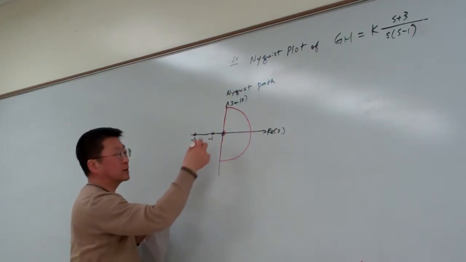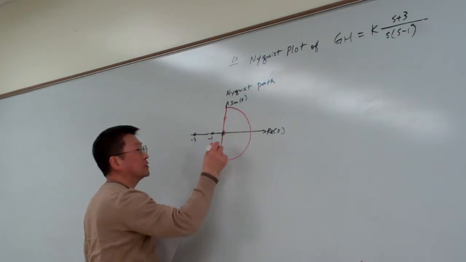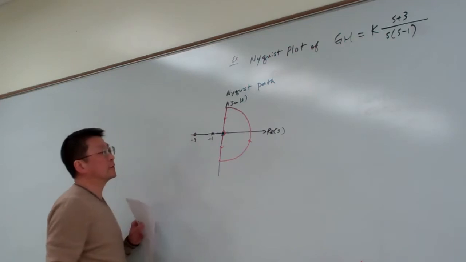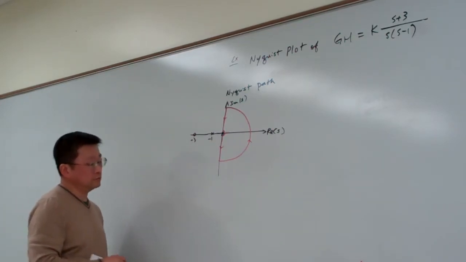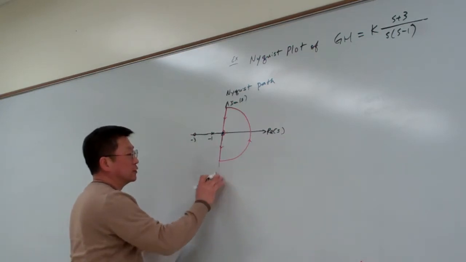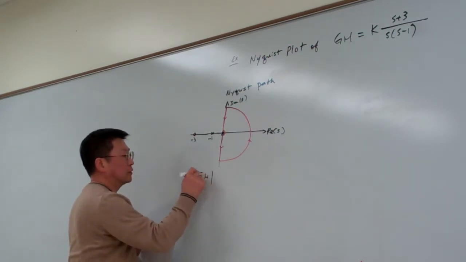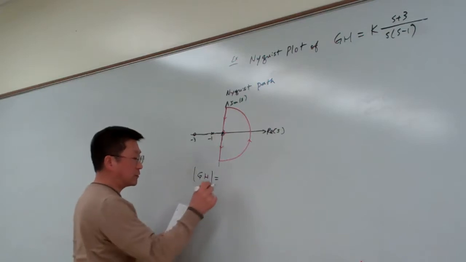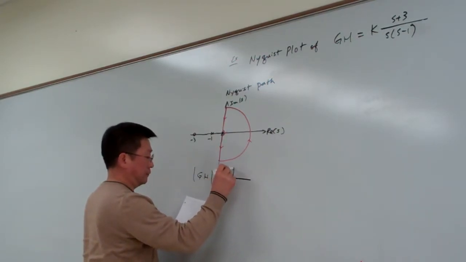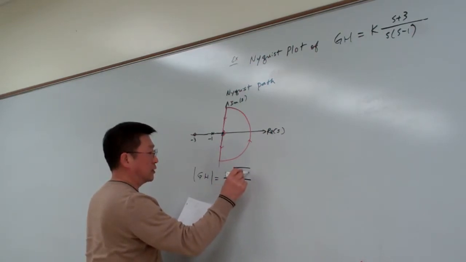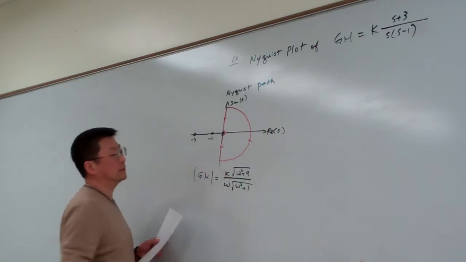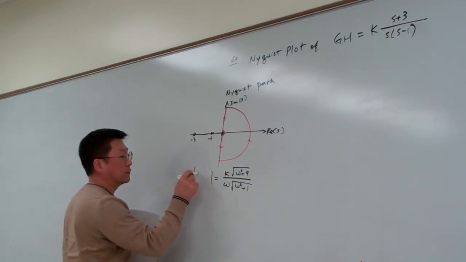Okay, for this one, let me try the complete one. So this is the direction of the path here. So for this case, the GH will equal K times omega squared plus 9 over omega squared plus 1. Okay, G of J omega.